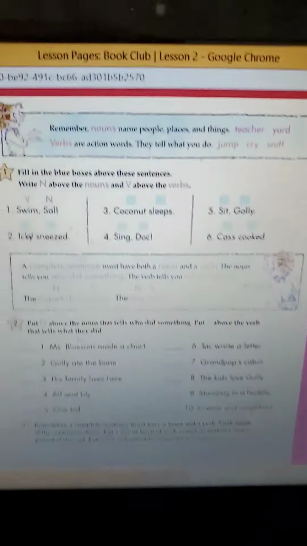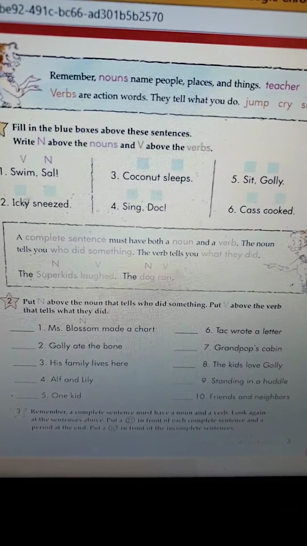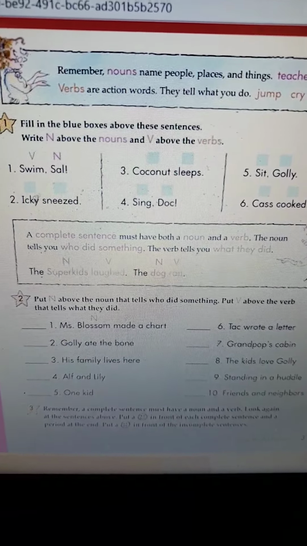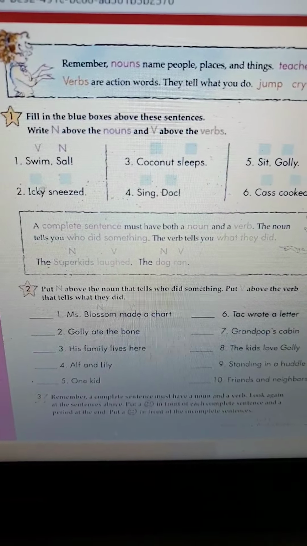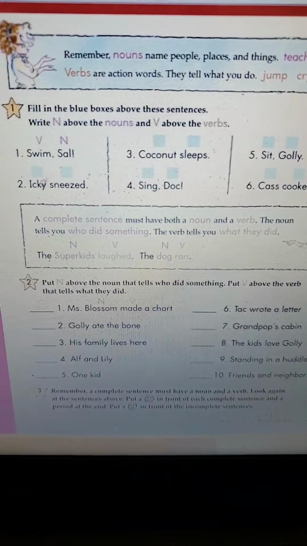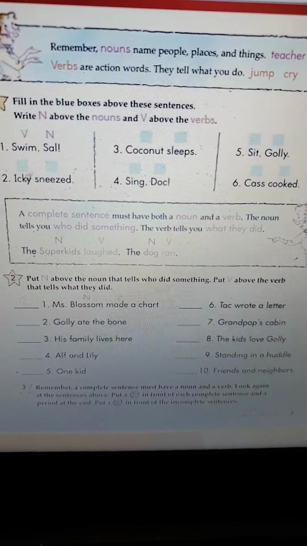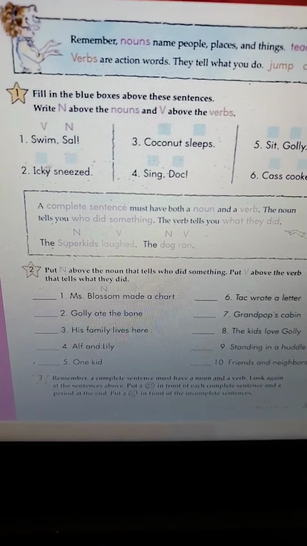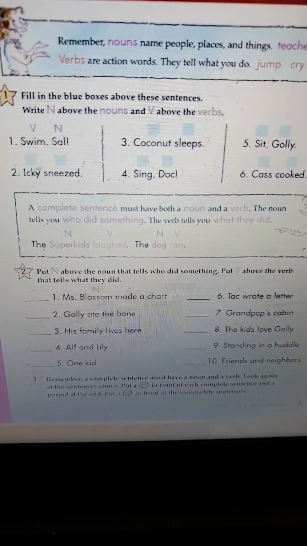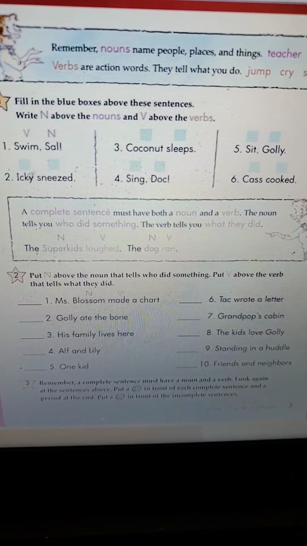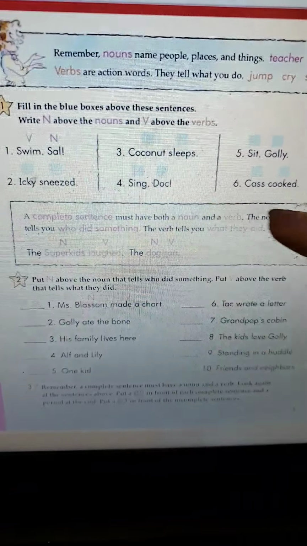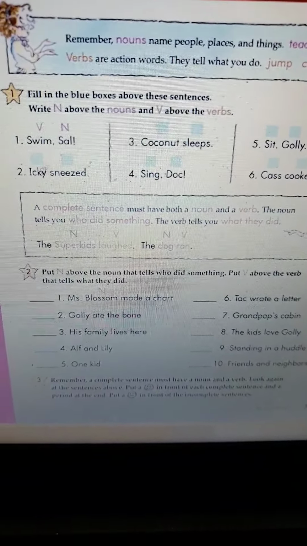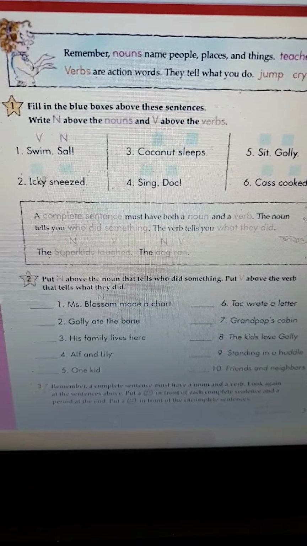So this is easy. All you have to do is fill in the blue boxes above the sentences, write N above the nouns and V above the verbs. So if it's an action, it's a verb. If it's a person, a place, or a thing, it's a noun. So as you see in number 1, it says swim, Sal. Swim is an action, so you put a V because it's a verb. And Sal is his name. It's a person, so you put an N. So do the same thing with all of these, okay? We might be able to do those together during our session if we have time.